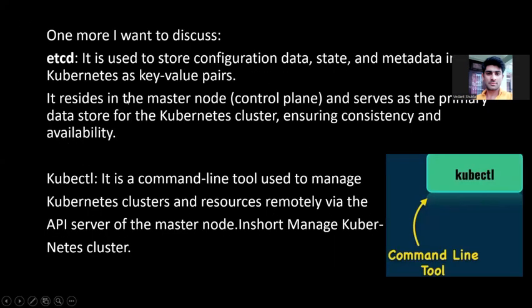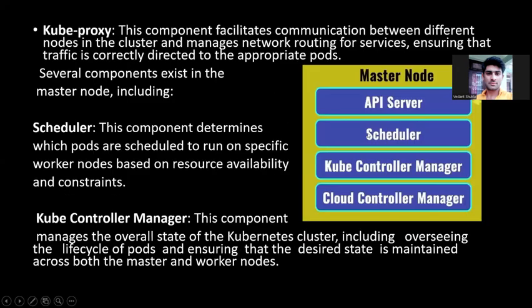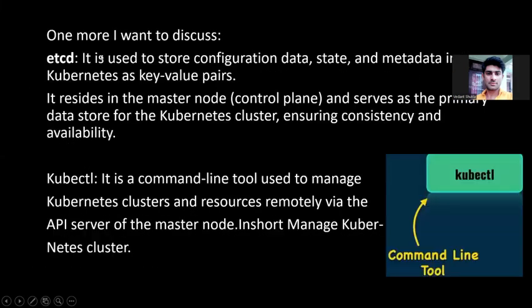One more component I want to discuss is etcd. This component exists in the master node also. So the API server is done, the scheduler is done, the kube controller manager is done, the cloud controller manager is done. If you want to create a cluster on a physical server, it may be possible, but it is complex. So you use a cloud server where you can make a Kubernetes cluster, and then you perform the actions.